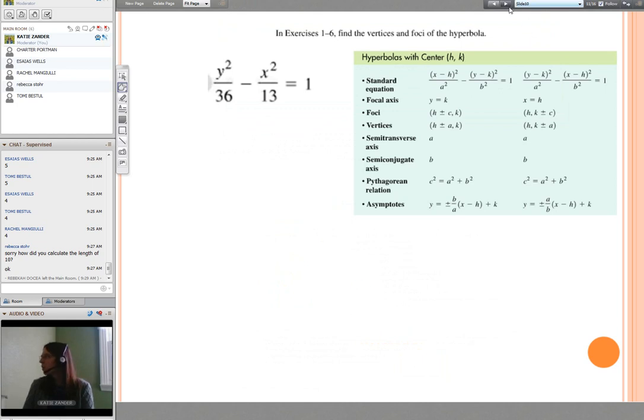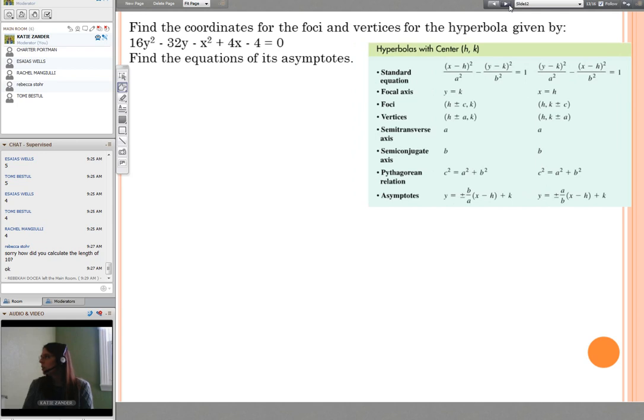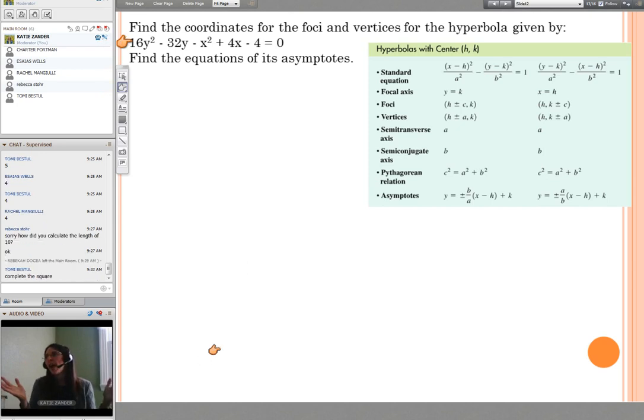Okay, let's go ahead and see if we can dive into some of these more complex setups. Let's take a look at this one. This is a fun one. It says find the coordinates for the foci and vertices for the hyperbola given in the equation below, and then find the equations of its asymptotes as well. All right, what are we going to do? Because that equation does not look like any of the things in standard form. We have to complete the square.